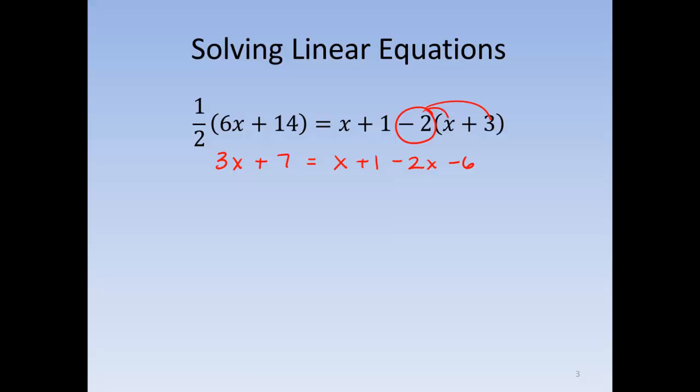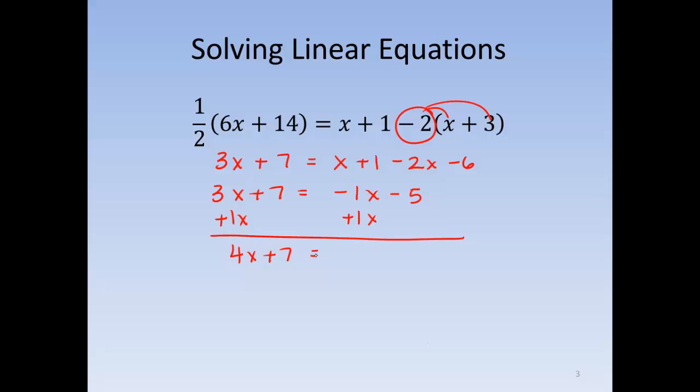And then I'm going to combine like terms on my right-hand side of the equation, which will leave me with negative 1x minus 5. It's not necessary to have the negative 1, but I'm going to put it there just so I can see it. I'm going to add 1x to both sides, leaving me with 4x plus 7 equals negative 5. I'm going to subtract 7 from both sides, leaving me with 4x equals negative 12, and I'm going to divide both sides by 4 for an answer of negative 3.